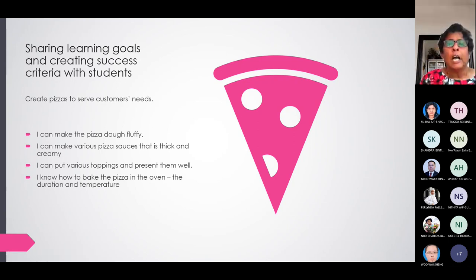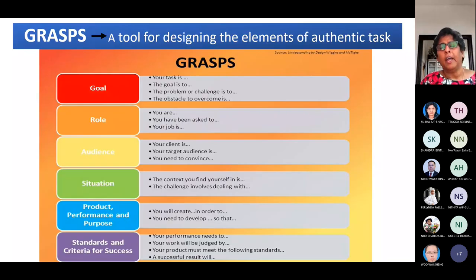Okay, like just now, the question there. One way of using this is GRASPS. I'm not going to go into detail with this. I just want you to know that there is this one where you can use this to build and design authentic tasks. When we talk about authentic tasks, real world, they have to role play, put in situations where they might face when they go to work.